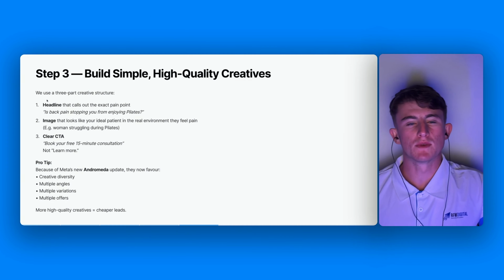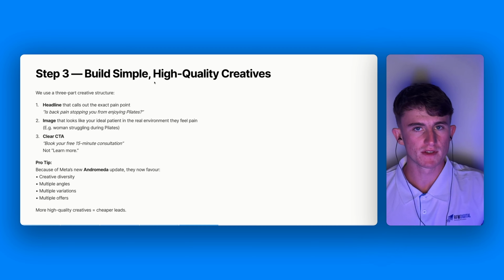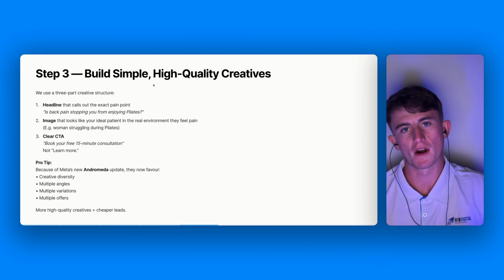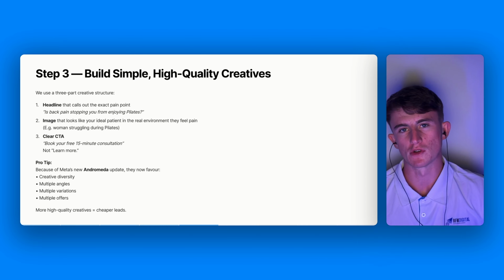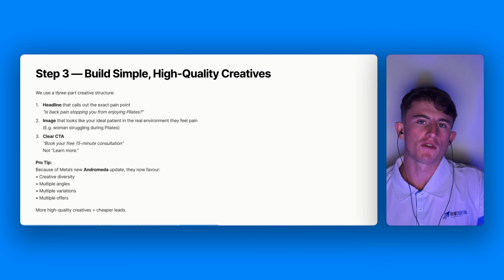Step number 3 is we build simple, high quality creatives. This is the graphic that's going to go on our initial Meta ad. So it's important we really put a good bit of time into this, because this is where 80% of the results is going to come from, the actual creative. We have a simple 3-part creative structure.